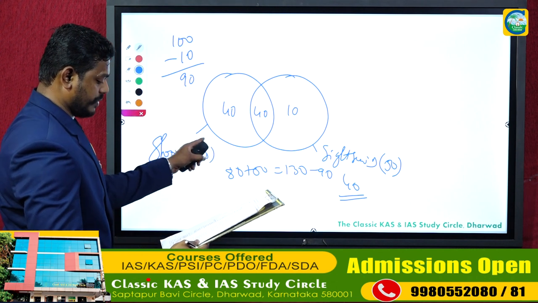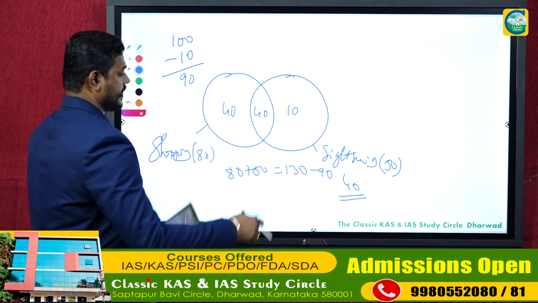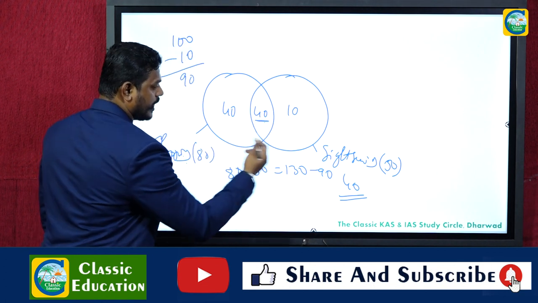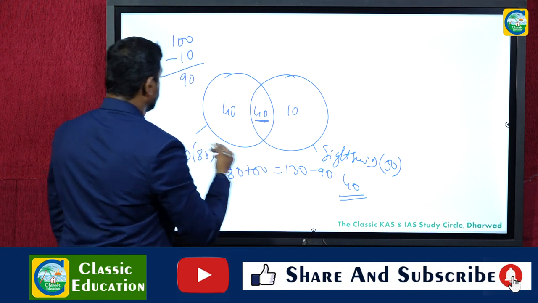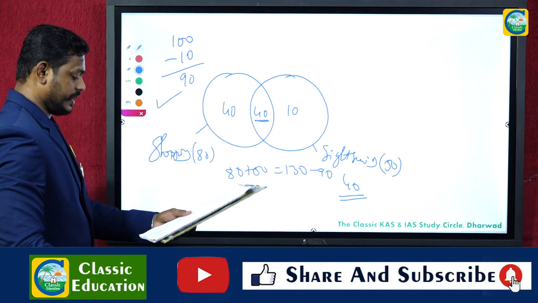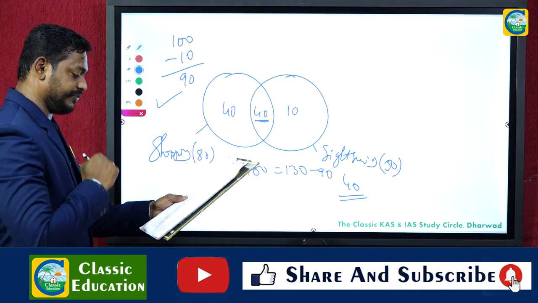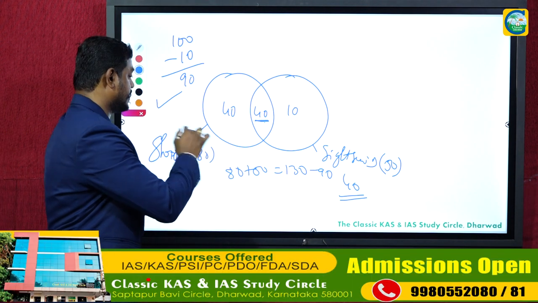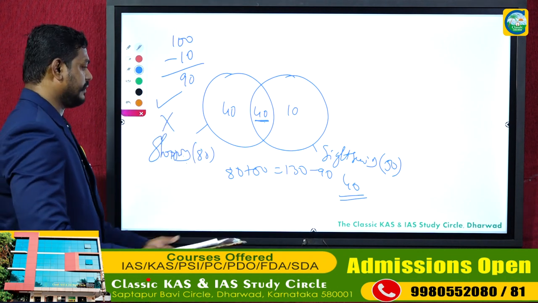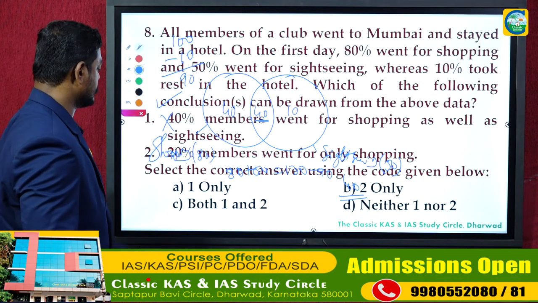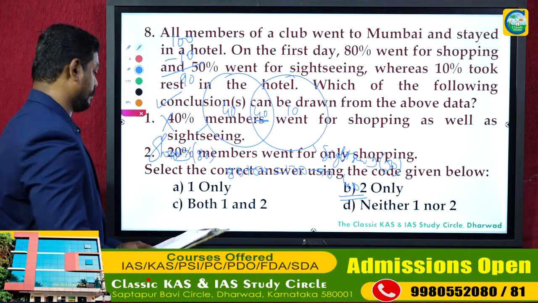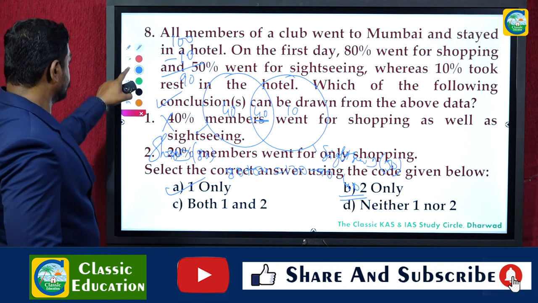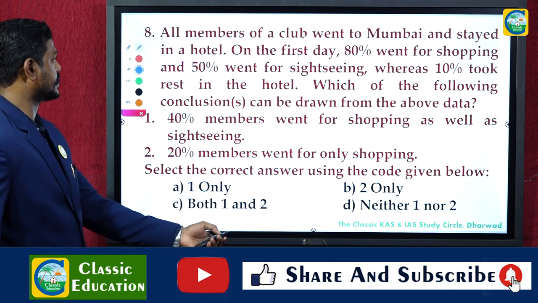First conclusion: 40 members went for shopping as well as sightseeing. See, these 40 members come in shopping and also in sightseeing. So the first one is a true case. Second one, 20% members went for only shopping. We can't judge that, so that is a wrong one. So we come back and see the question: yes, only one is true. We'll move to the next question now.